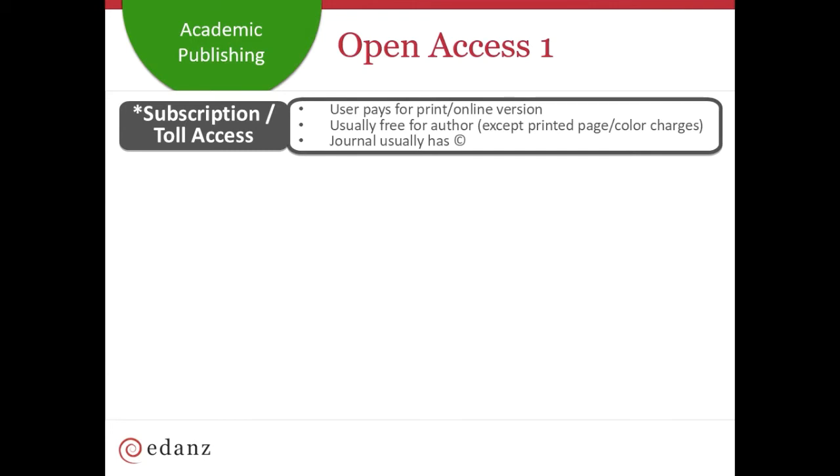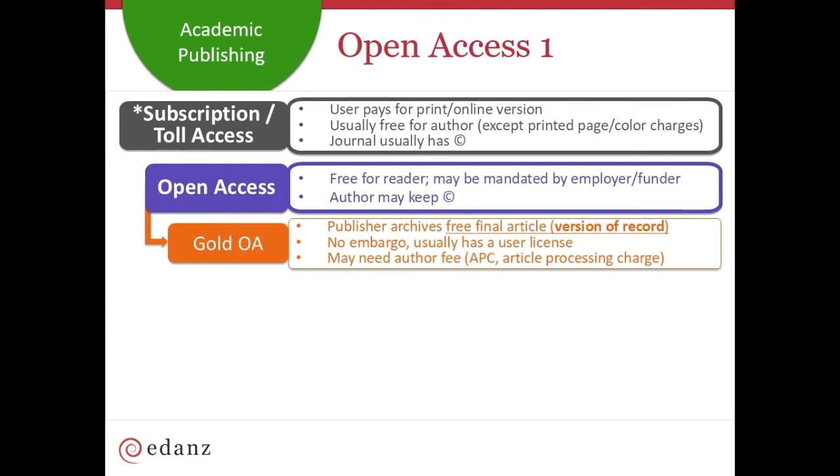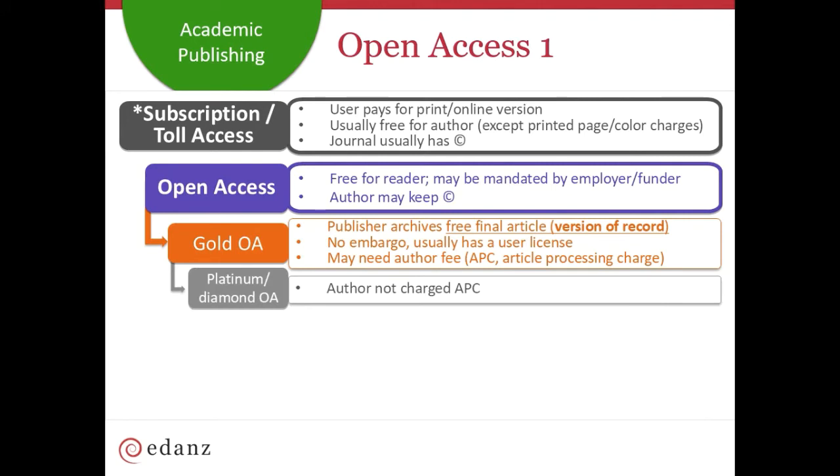In open access publishing, which is required by some funders and employers, the author may keep the copyright and the reader does not pay. Gold open access is where the final article or version of record is free for the reader, and the journal may need the author or funder or institution to pay an APC or article processing charge, sometimes called article publishing or publication charge. Platinum or diamond open access is free for the author.